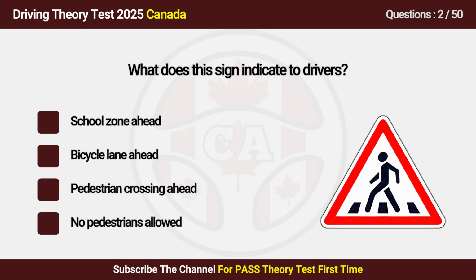Question 2. What does this sign indicate to drivers? A. School zone ahead. B. Bicycle lane ahead. C. Pedestrian crossing ahead. D. No pedestrians allowed.